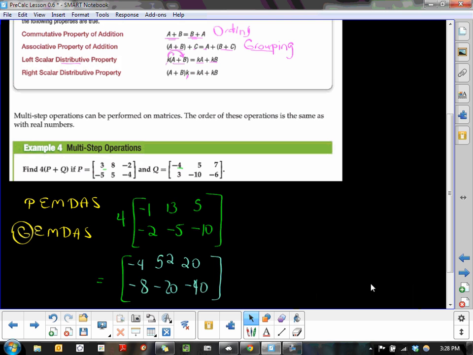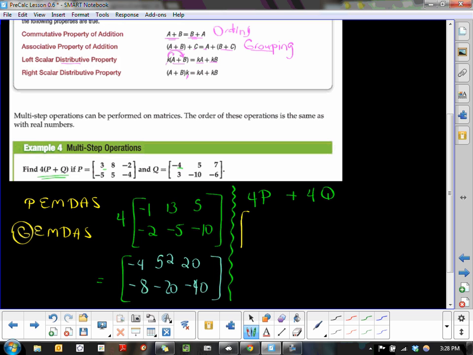To illustrate the distributive property, the scalar distributive property, I'm going to redo this problem a second time, only this time I'm going to use the scalar property. So if it's 4 times P plus Q, we can get the same result if we take 4 times matrix P and then add it to 4 times matrix Q. So we're going to do the multiplication here, and then we're going to do the addition. So 4 times matrix P, so it's going to be 4 times 3, which is 12. 4 times 8 is 32. 4 times -2 is -8.